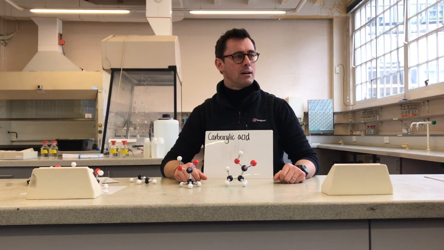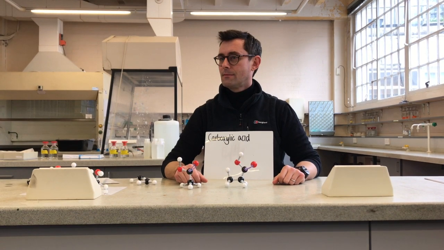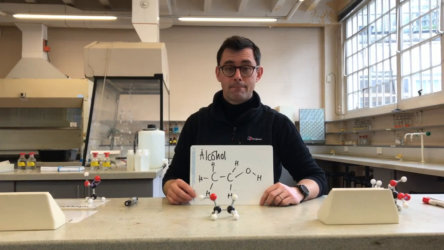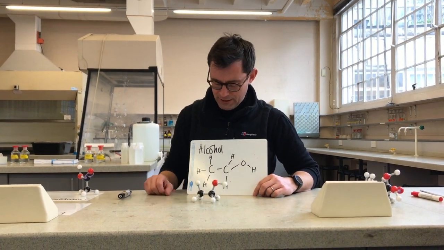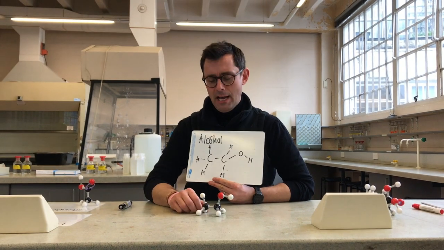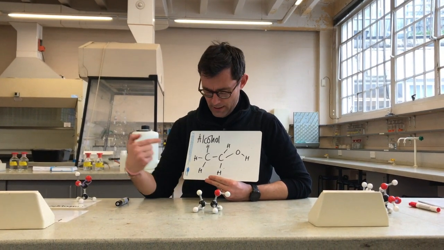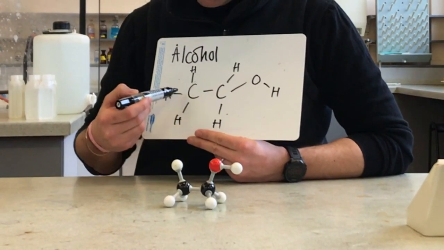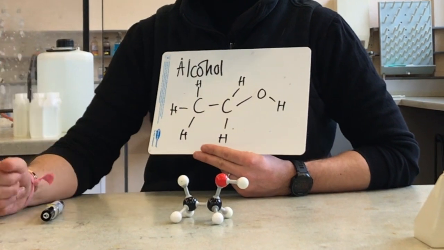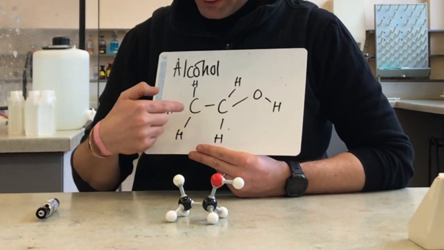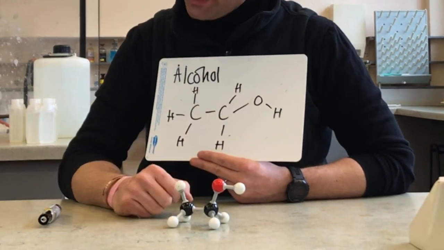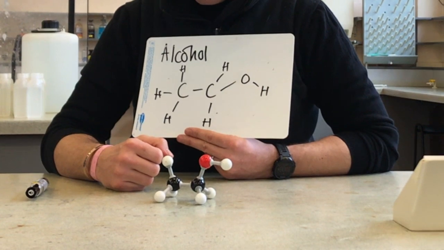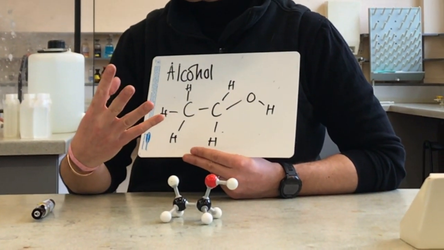Any questions about carboxylic acids now? Fantastic. We're going to see how these 2 react in just a second. So what we've done now is taken our model and converted it into a displayed formula. These lines are representing covalent bonds, carbon to hydrogen, carbon to oxygen. So this particular displayed formula is one of ethanol.